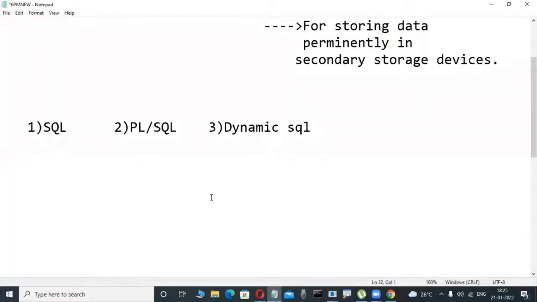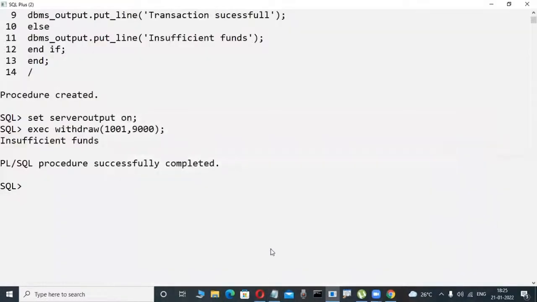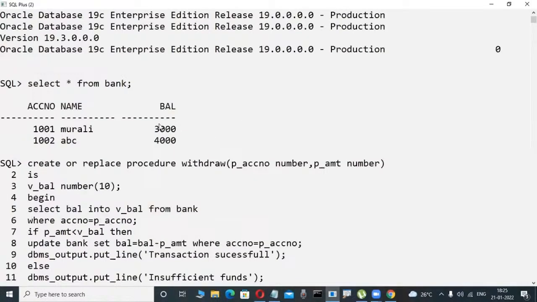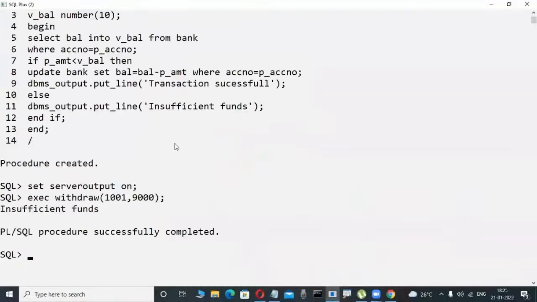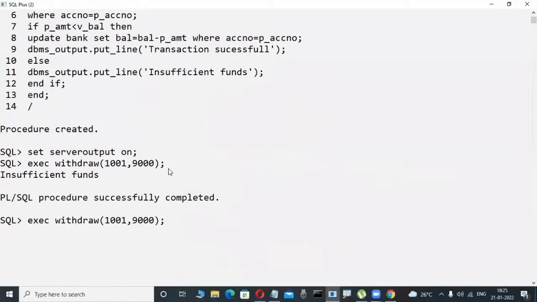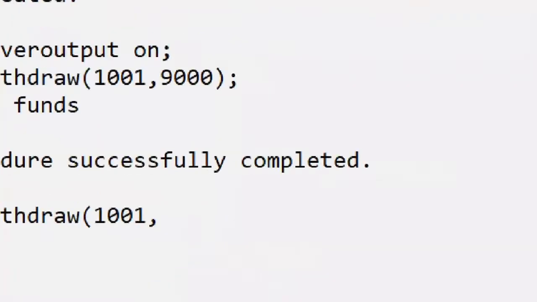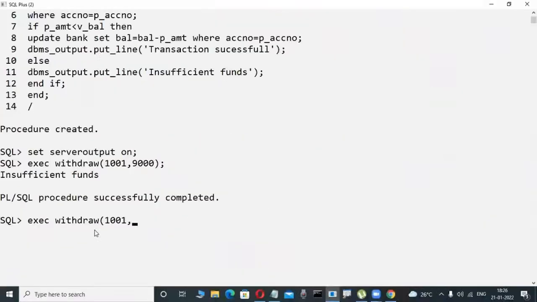Another case, OTP validation, those all are the same thing. Now check it out. For example, in this case my balance is 3,000. Now I try to withdraw 2,000 rupees, for example. Observe here, 1001 is my account number. I try to execute withdraw again, so now the procedure, I try to withdraw 2,000 rupees.